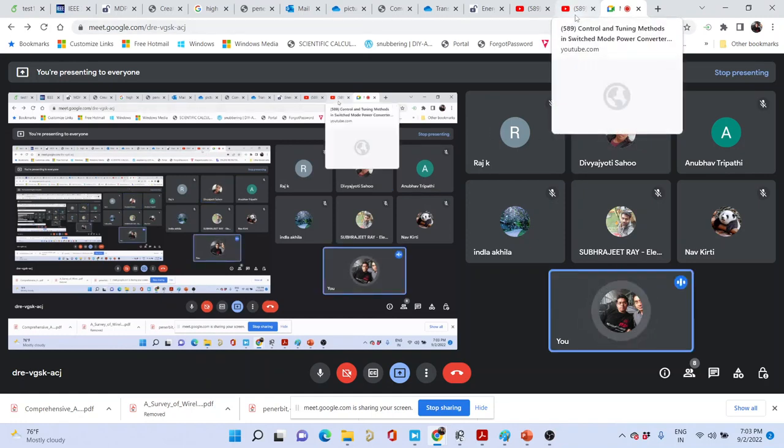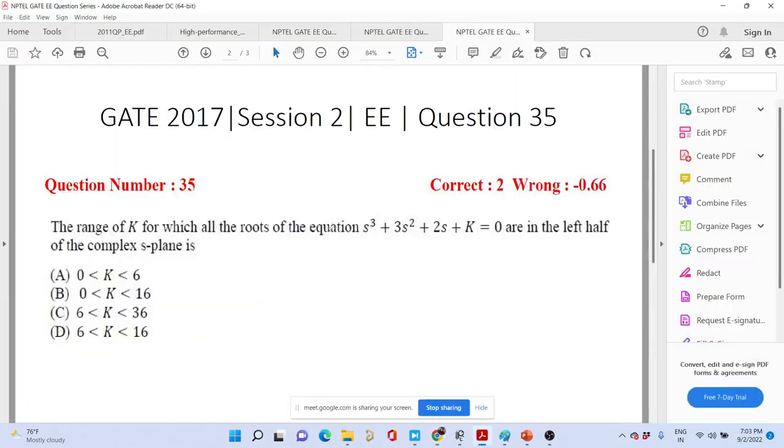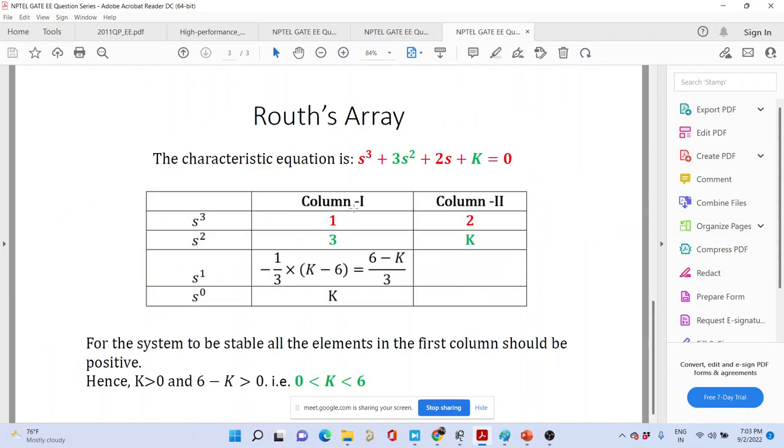Okay, so let us go ahead with the solution because Anubhav has already said. Anubhav is saying answer A, the option A. It is a very easy question. First you have to find the Routh array for it. If you find the Routh array, you will find that you have an element (6 minus k) divided by 3 and another element k.